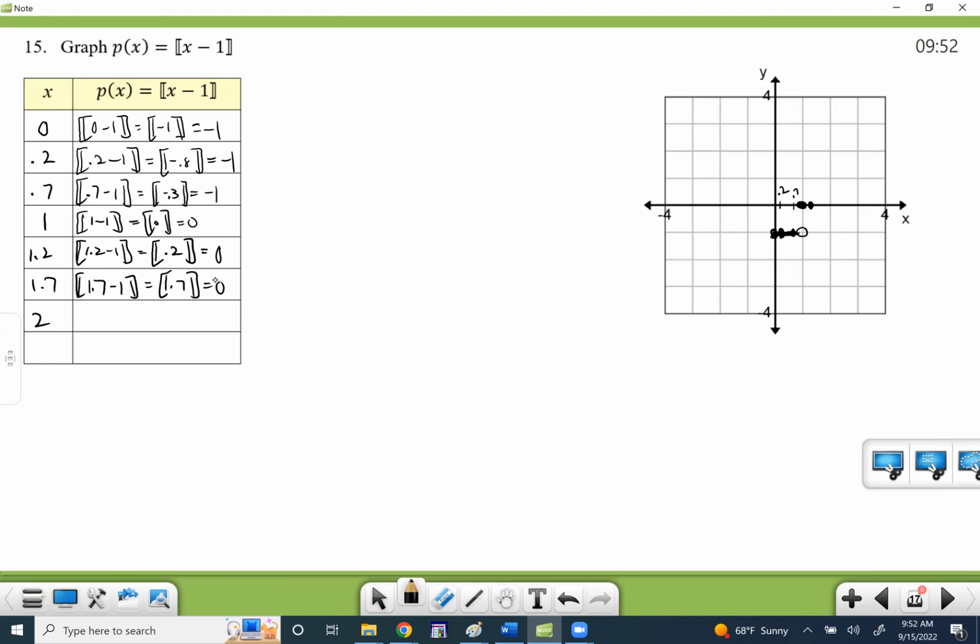Round it down to 0. So at 1.7, which is about right here, I'm going to stay. Turns out we're just going to get this flat line again until I get to the number 2. When I get to 2, look what happens.